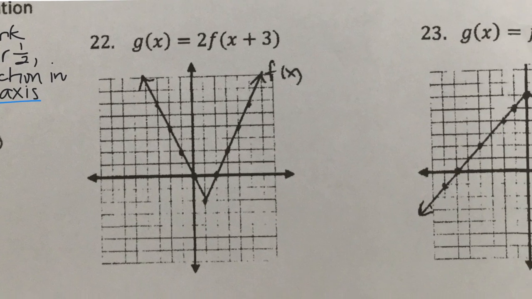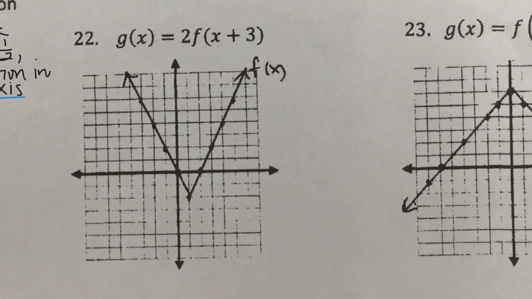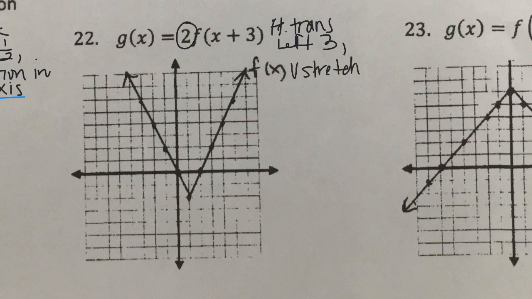Number 22 says 2f of x plus 3. The x plus 3 is in the parentheses, so that's a horizontal translation. Left 3. And the 2 on the outside being multiplied is a vertical stretch. The factor is 2. So the factor doesn't change, the numbers don't change when it's vertical.